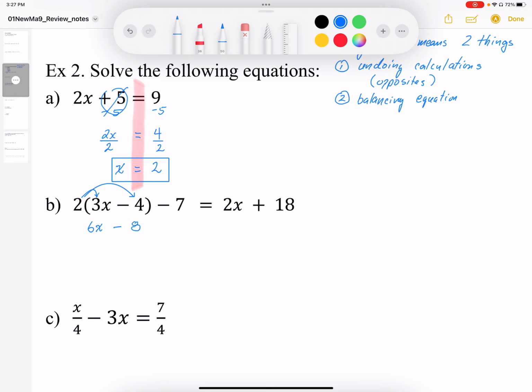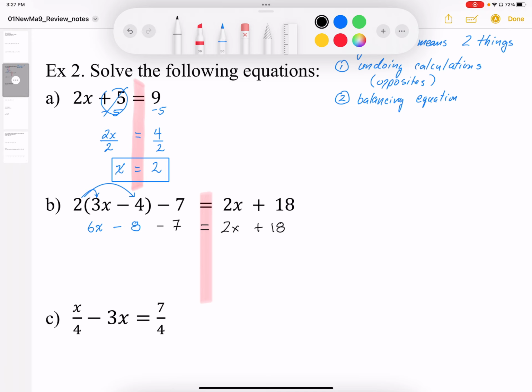There's my distribution. And then what's really important is I keep track of everything that doesn't change. So minus 7, there's equals 2x plus 18. It's all balanced to start with, so it's all balanced now. And again, I want to keep track of my balance on the right-hand side and left-hand side of that equals.